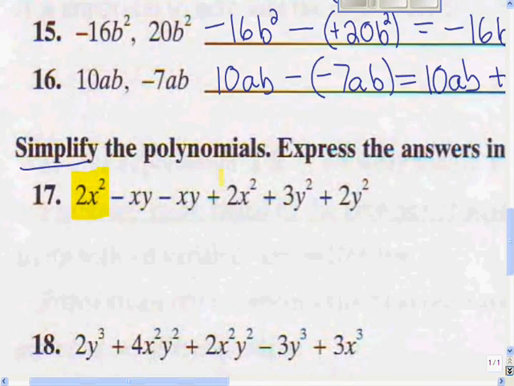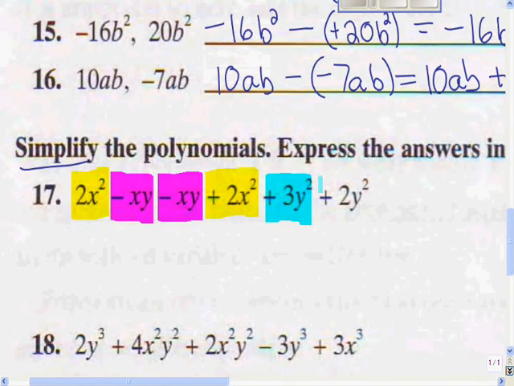2x squared, that's all the x squared. So then I got a negative xy, that's all the xy's. And then I've got a positive 3y squared and a positive 3y squared. So I'm going to add all the same colors together because those are all like terms. Because remember, a like term has the same variable and the same exponent. Same variable, same exponent. Okay.